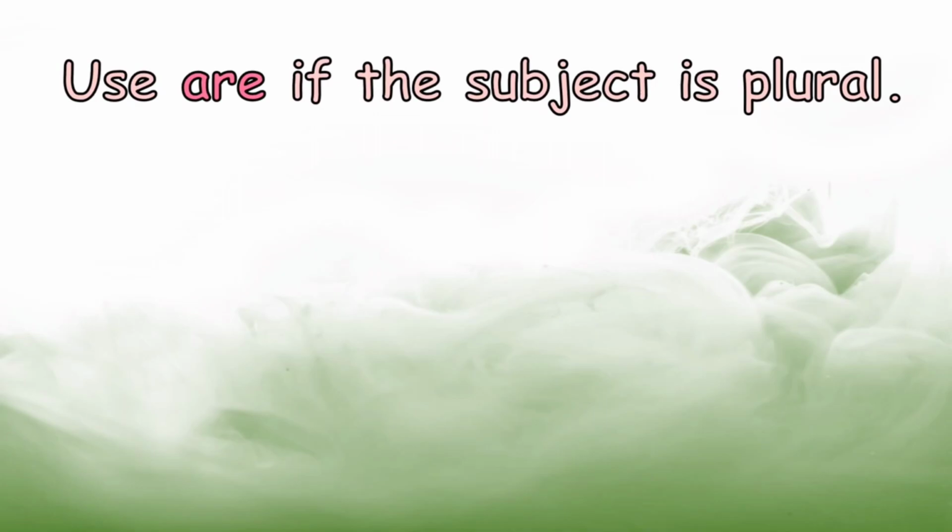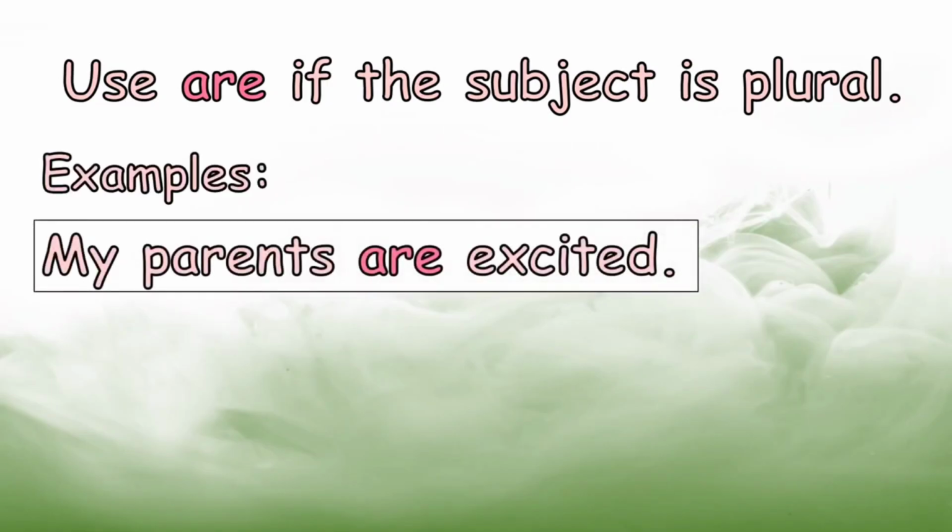Use are if the subject is plural. When we say plural, that is more than one. Use are if the subject is plural. Examples: My parents are excited. Parents is our subject in the sentence. When we say parents, that is our mother and father. It means they are two. It is plural. That is why our verb here is are. My parents are excited.